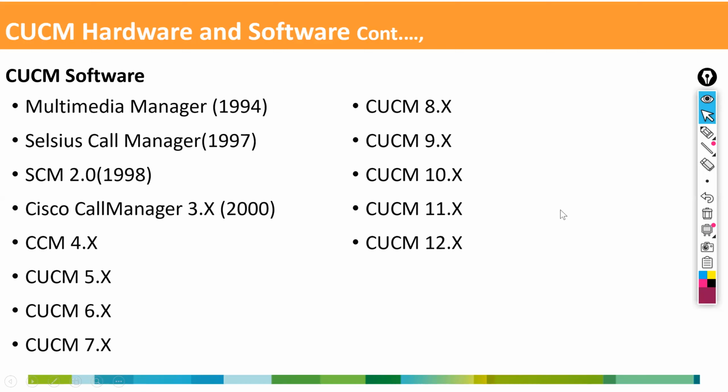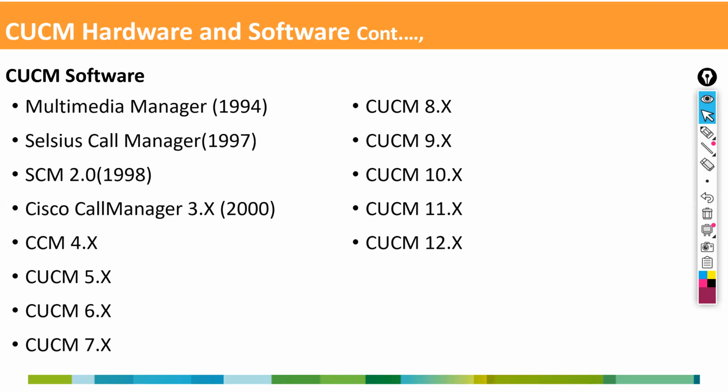This is the software we have. Clear? Any doubts, any questions? IP phones? Yes, IP phones are manufactured by Cisco only. There are many products. So now we are discussing the CUCM.